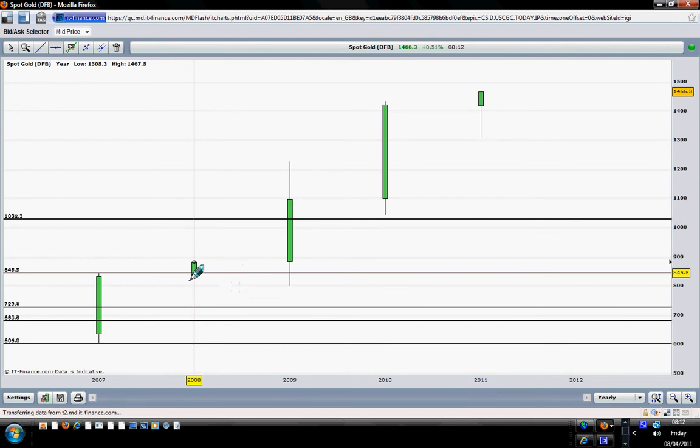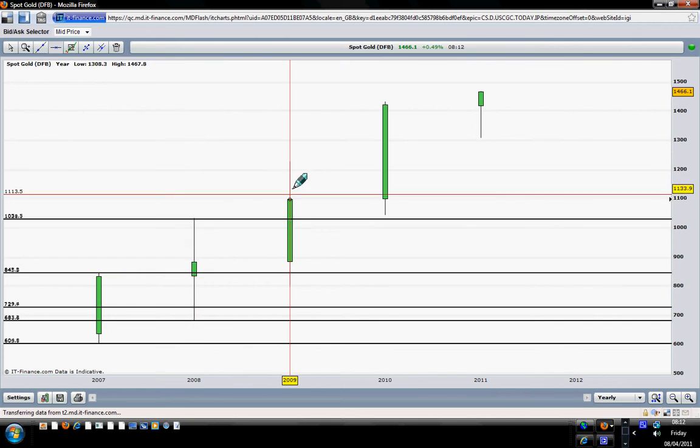The 845 price level is a double impact hotspot trading zone, because it was a previous hotspot trading zone, and again in 2007 it was a hotspot trading zone. In 2008 it was again a hotspot trading zone.